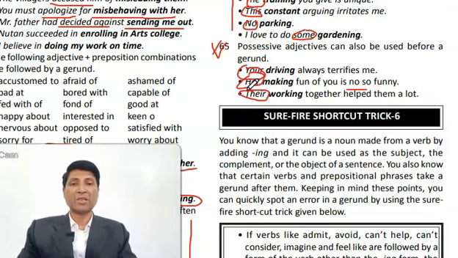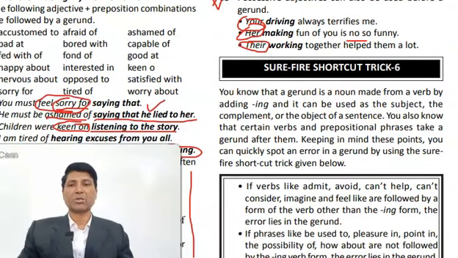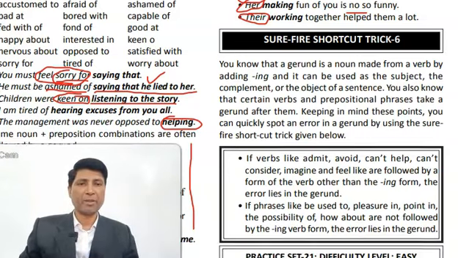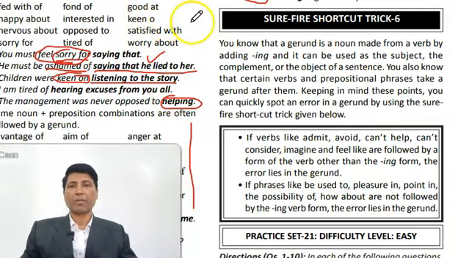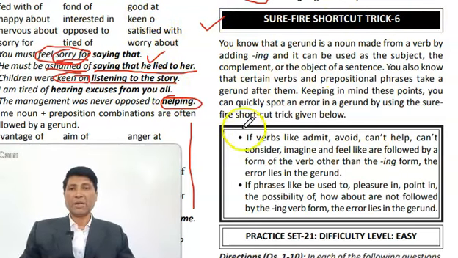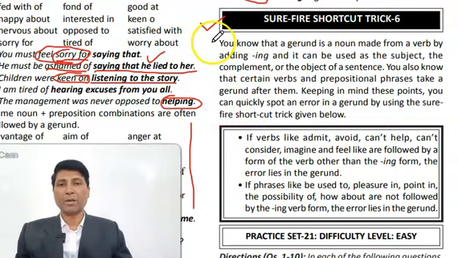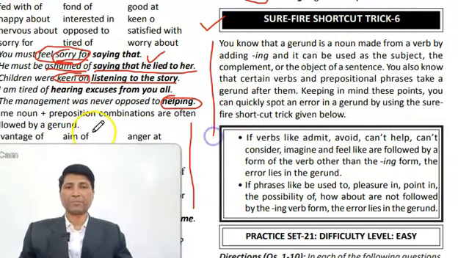Now after we have discussed these rules, let us talk about the surefire shortcut trick. This surefire shortcut trick number 6 will give you the idea what you should remember about gerund and how questions are set on this particular chapter. So let us discuss it, and let us summarize it by understanding this surefire shortcut trick.